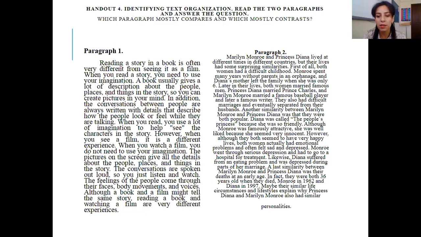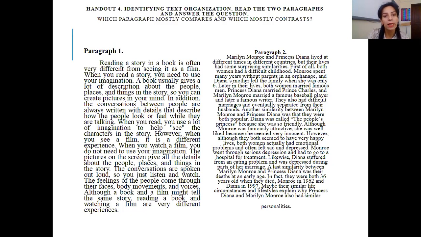A last similarity between Marilyn Monroe and Princess Diana was their deaths at an early age. In fact, they were both 36 years old when they died, Monroe in 1962 and Diana in 1997. Maybe their similar life circumstances and lifestyles explain why Princess Diana and Marilyn Monroe also had similar personalities.